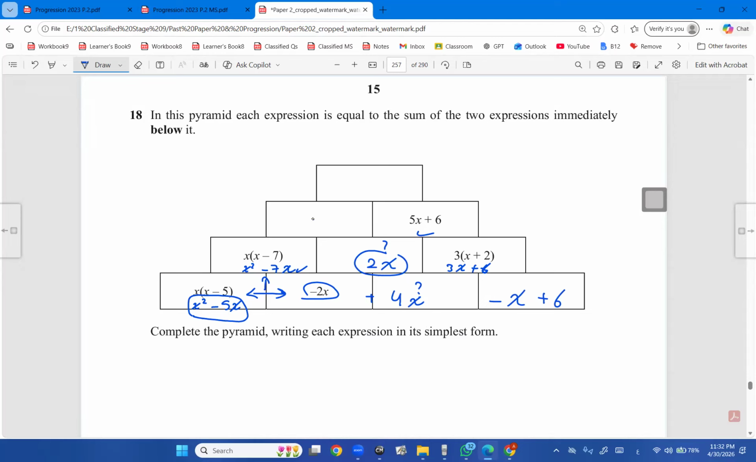Now, to get this one, what do we do? Add these two together. They will give you this one. So x squared, we expanded this already. x squared minus 7x plus 2x, Mr., x squared will remain the same. Negative 7x plus 2x is negative 5x. The last rectangle. x squared plus, mister, there is nothing over there with the x squared, so I'm going to write it as it is. Negative 5x plus 5x, and positive 6 remains there.